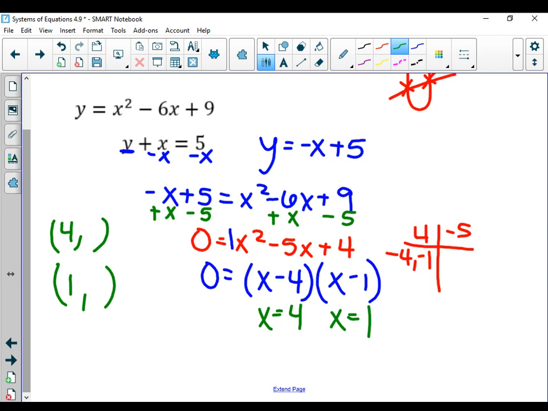To me, this guy right here looks like it's going to make my life a whole lot easier to solve for y. Okay? What I mean by that is I can take 4 and I plug it into x. What do you get? If I plug in 4 right here, -4 plus 5 gets me 1.